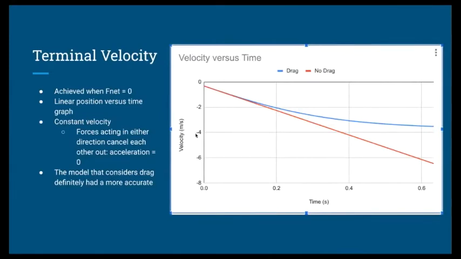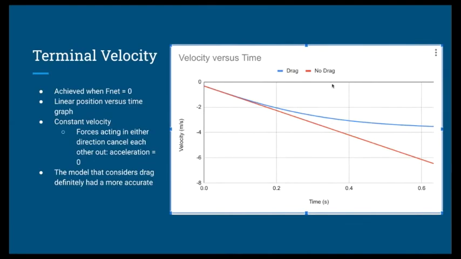From this we can examine terminal velocity, and terminal velocity is achieved when F net is 0 and your velocity is constant. This happens when the forces acting on the object cancel each other out. The force pulling it down is canceled out by the force pulling it up, the drag force, so the object moves in a straight line.